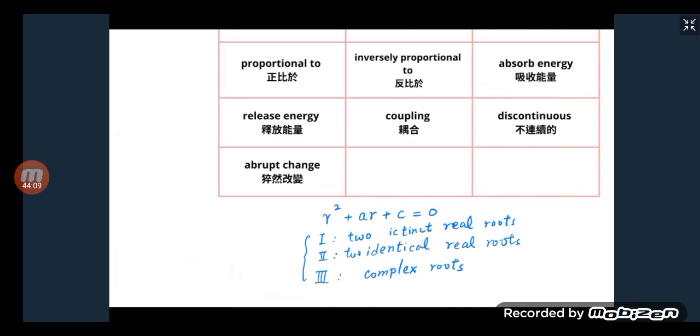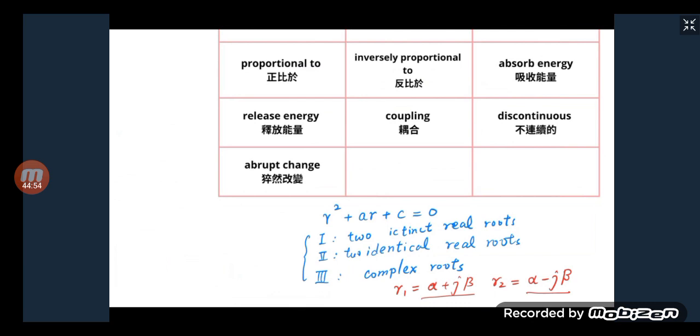Two complex roots, but the 2 complex roots are completely conjugated to each other. Like gamma 1 is alpha plus j beta, and the other one, gamma 2, is equal to alpha minus j beta. So even if we have 2 complex roots, they are still connected to each other, completely conjugate to each other. Any questions? So I think it's very basic.